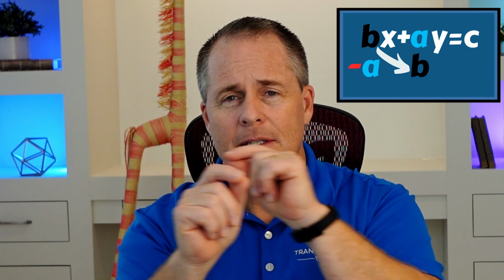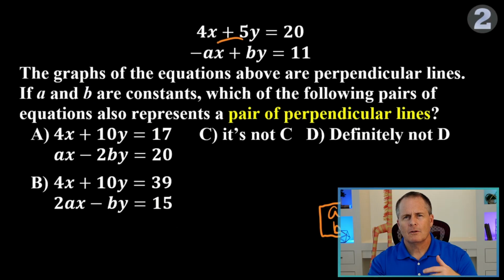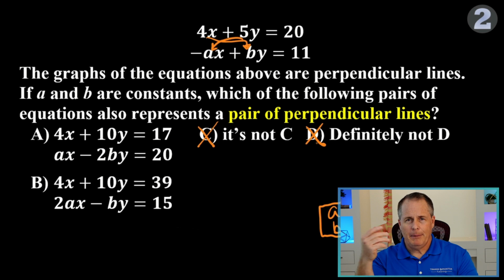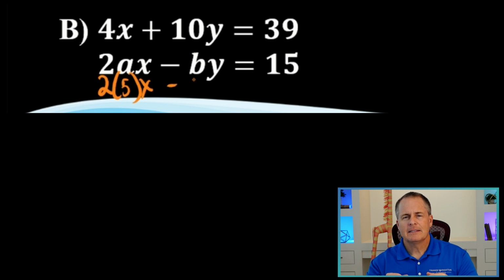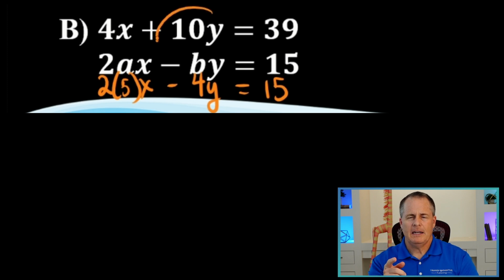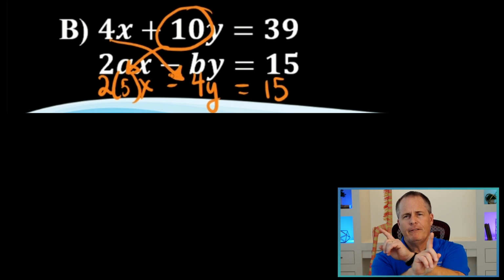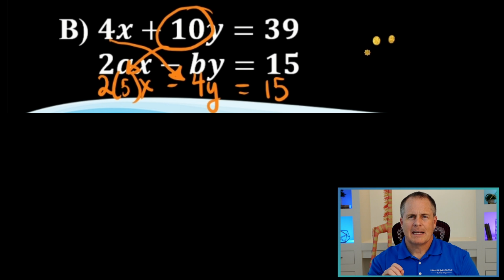If you've done these problems 1,000 times like I have, you realize that you just reverse the numbers and change one sign, and they will be perpendicular. So let's find the right answer. I'm pretty sure it's not C or D, so I'm going to try B. If you put a 5 in for A and a 4 in for B, this equation says 10x minus 4y equals 15, which will be perpendicular to the other equation because the coefficients are reversed and one of the signs is different.